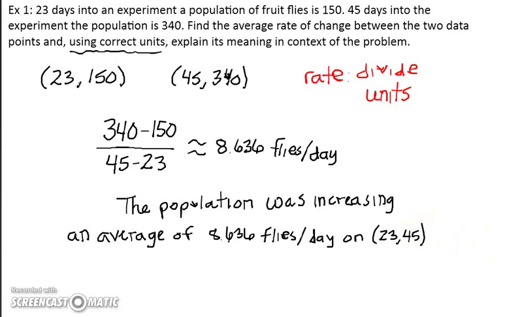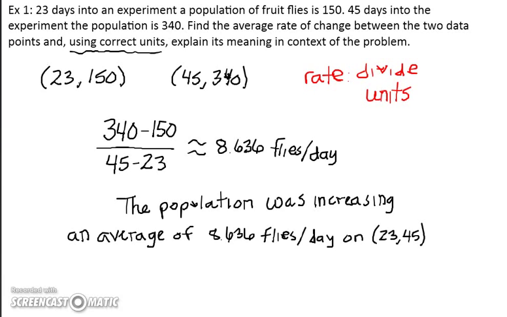So there's certain things that AP is going to be looking for when they look at an explanation. You're going to need to say the numeric answer. You're going to need to say the units. You're going to need to say if the population was increasing or decreasing. And you're also going to need to give the time interval over which this happened. If any of those things are not present in your sentence, you don't get the point.